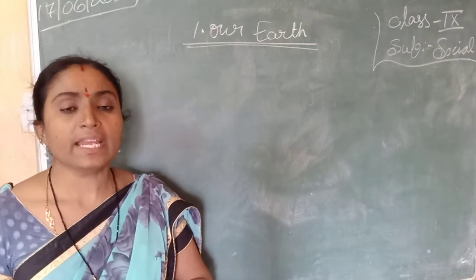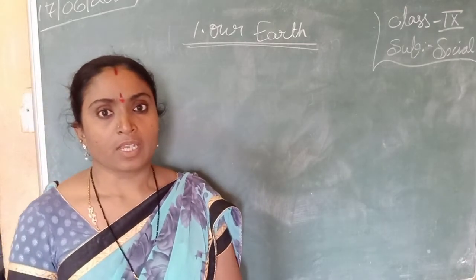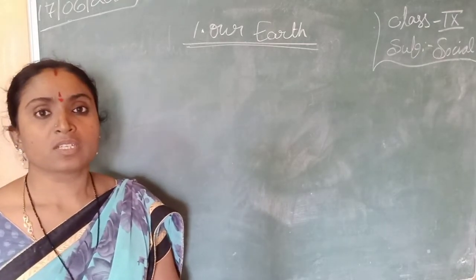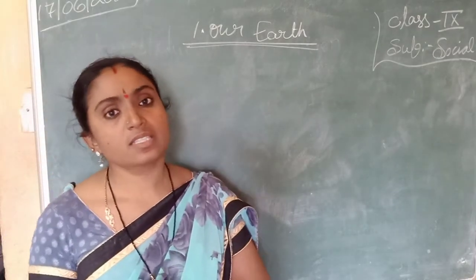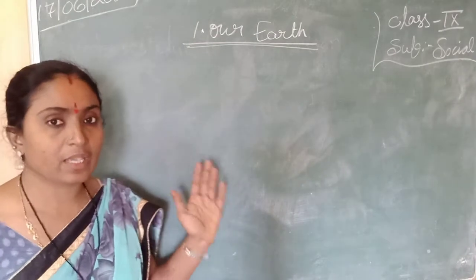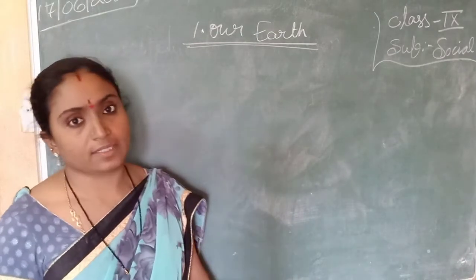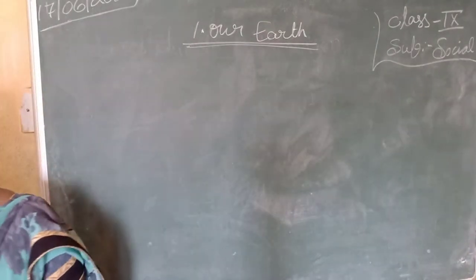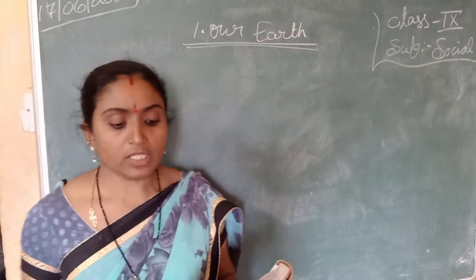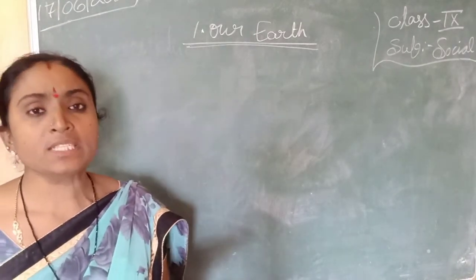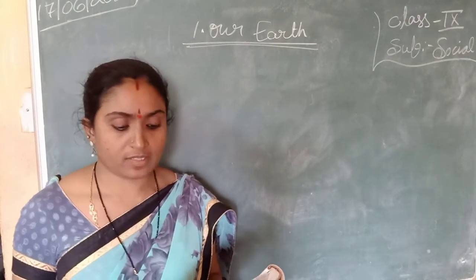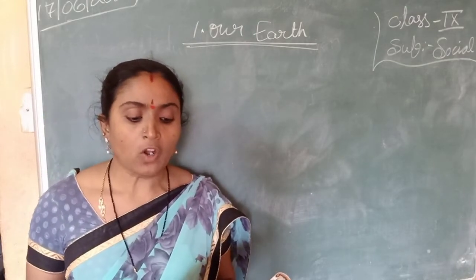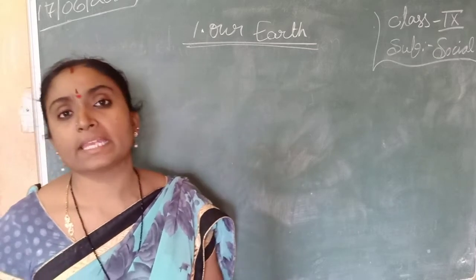And when the earth was started, and who invented all this, we can discuss in this lesson. Our lesson name is our earth. We live on this earth along with millions of animals, plants and microorganisms. Human life evolved on the earth over 1 lakh years ago.